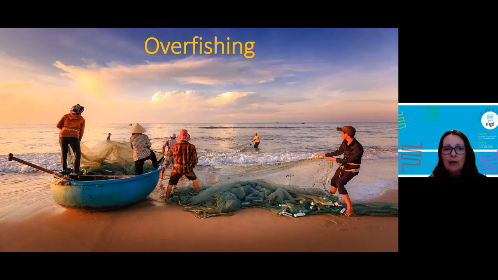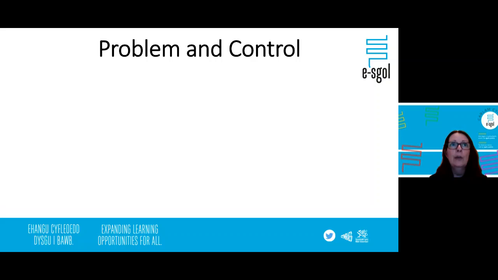Okay, so this image and that sound effect bring to life the idea of overfishing, which is another area that we need to have a think about and a focus on within this particular unit on human impact on the environment. So what do we do? What are the problems with fishing?